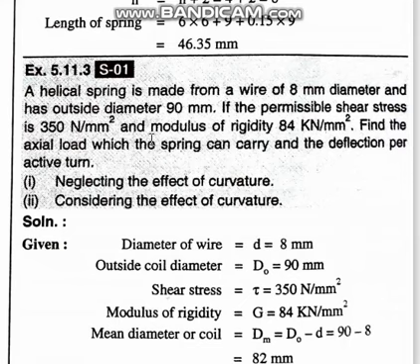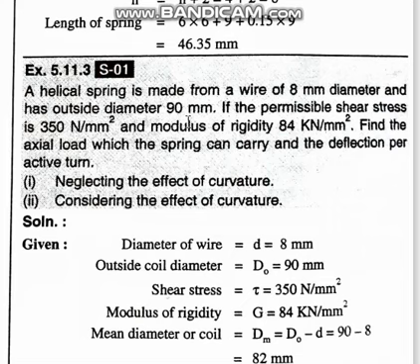Now this problem. A helical spring is made of a wire of 8 mm diameter. What is this 8? Small d, 8 mm. And the outside diameter 90 mm. Outside diameter means DO. It is not mean diameter. You see, the diameter for the coils can be capital DI, capital DM, or capital DO. Now this is the outside diameter means DO.